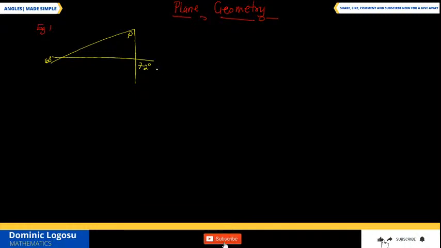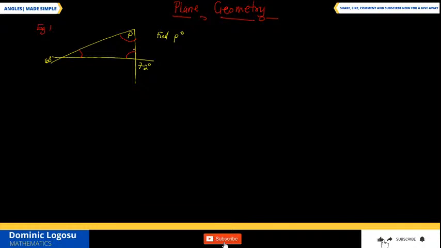Okay, so our very first example, this is what is on the board, and they are saying that we should find angle P. Now, finding angle P becomes easy if we use angles in a triangle, because P is in the triangle.